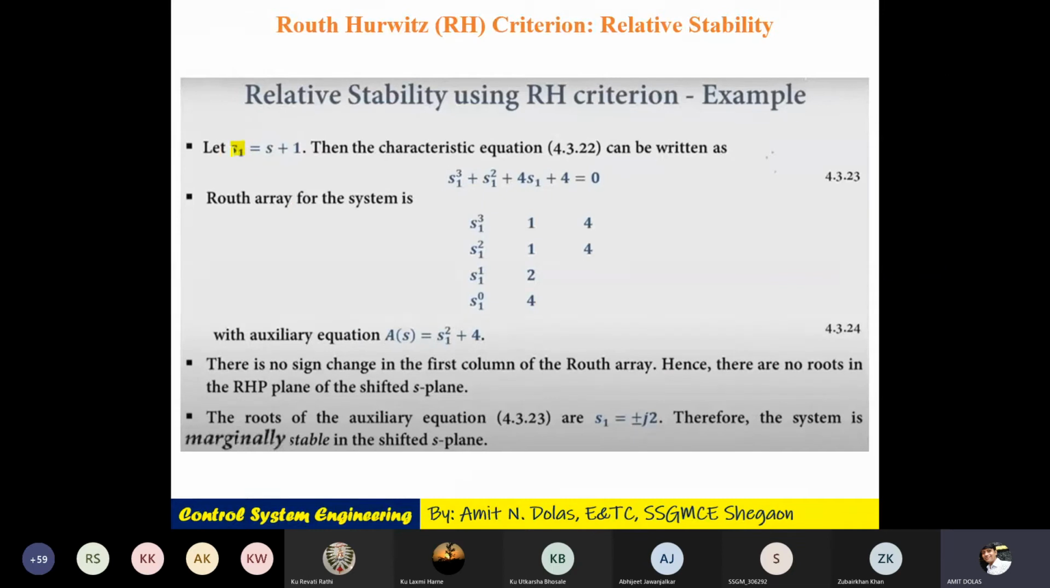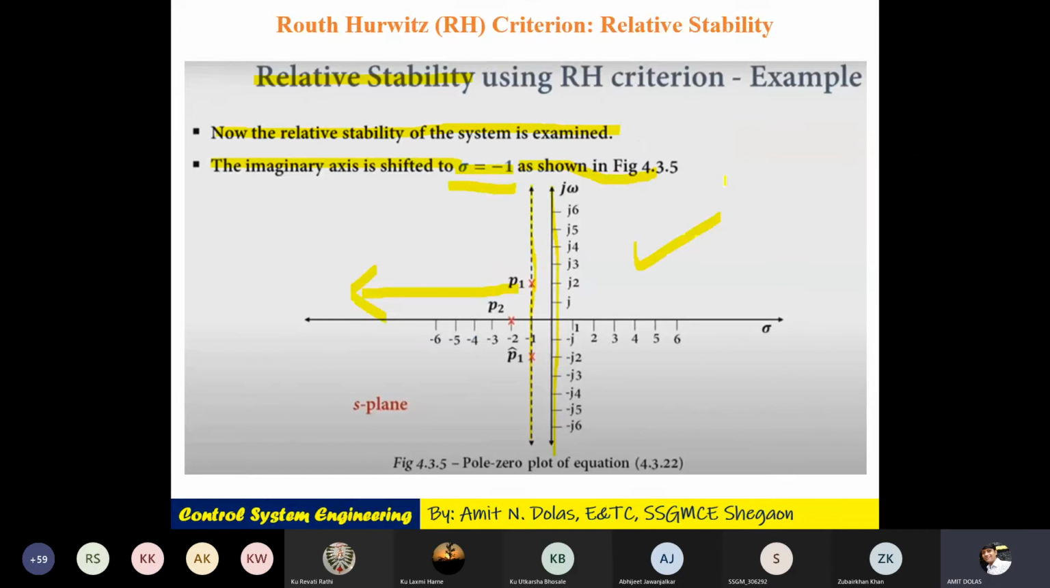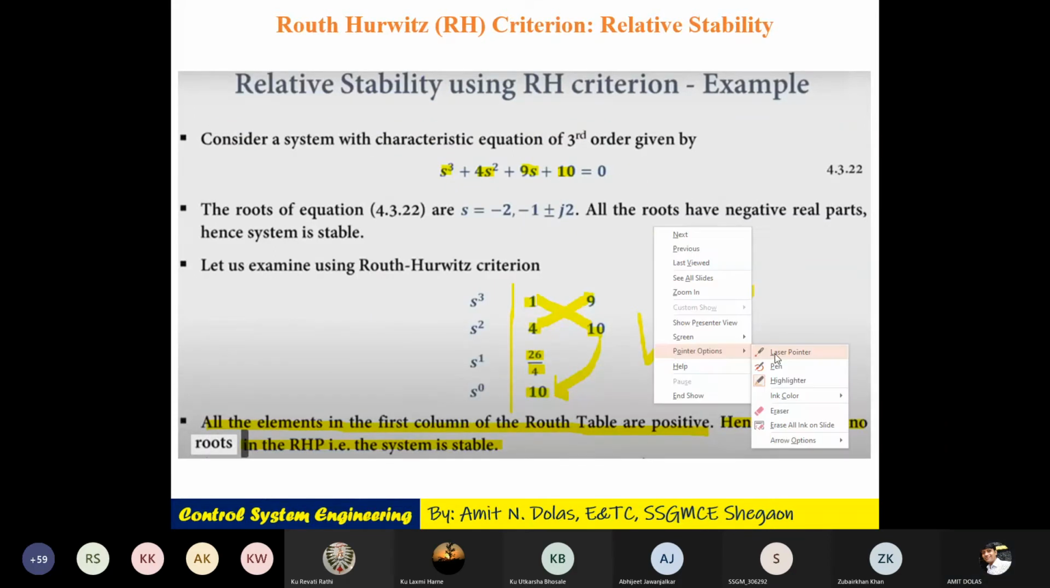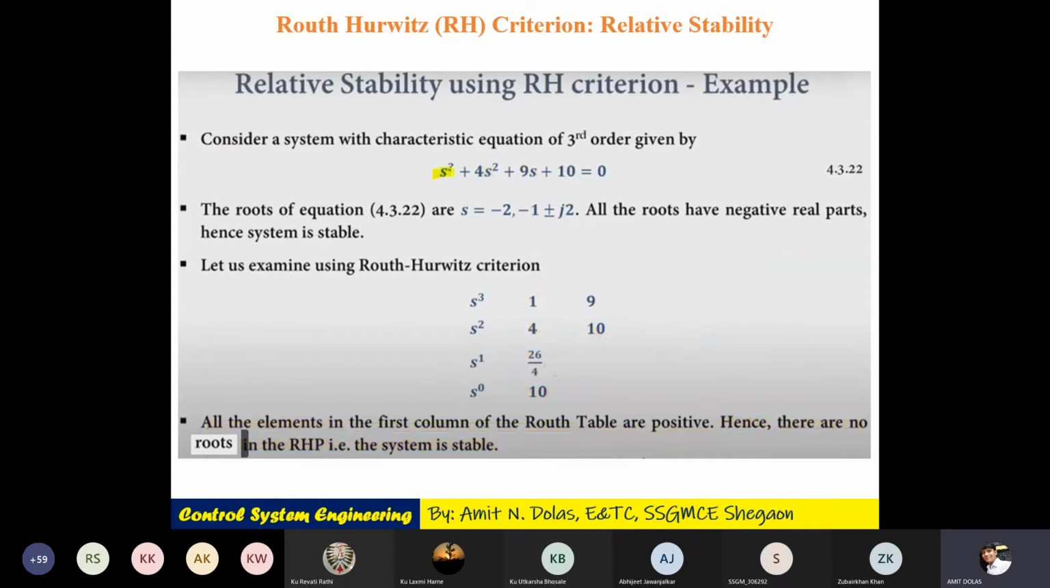Let S1, I have considered a new axis, say that is S1, and S1 is nothing but S plus 1. S1 is nothing but S plus 1. Then the characteristic equation can be written as, which characteristic equation? Above this one, here. This characteristic equation I am rewriting to shift the imaginary axis and sigma.